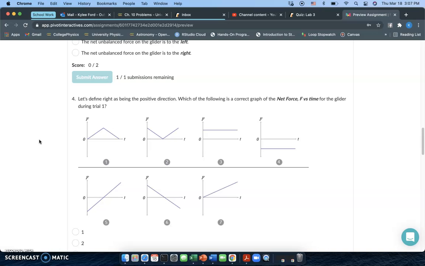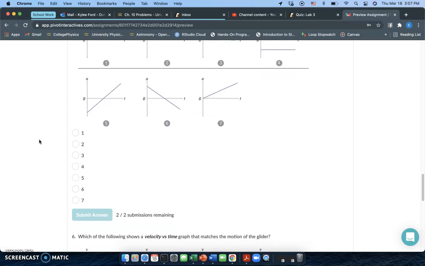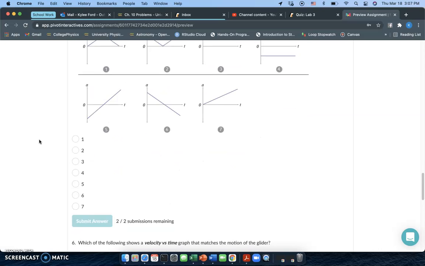Then from there, you can find out, is the force in a positive direction, or is it in a negative direction? And that'll give you your next hint. Same thing with your acceleration, ask those same questions. Think about how force and acceleration are related.